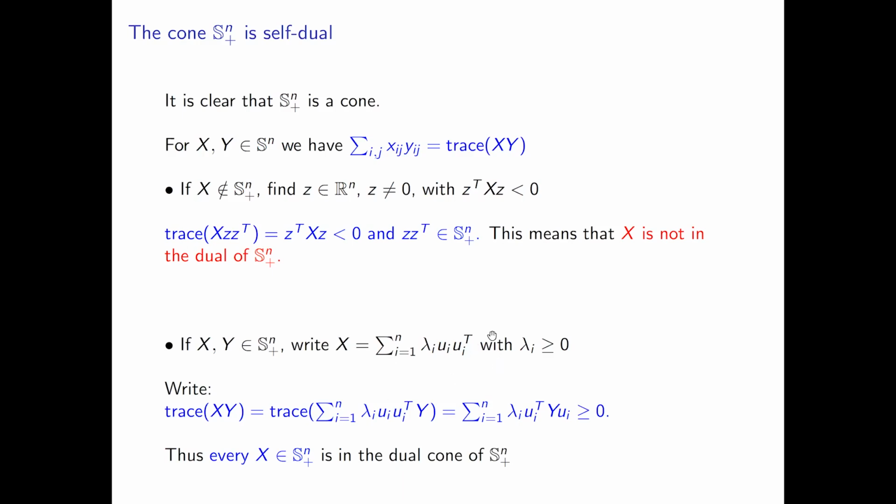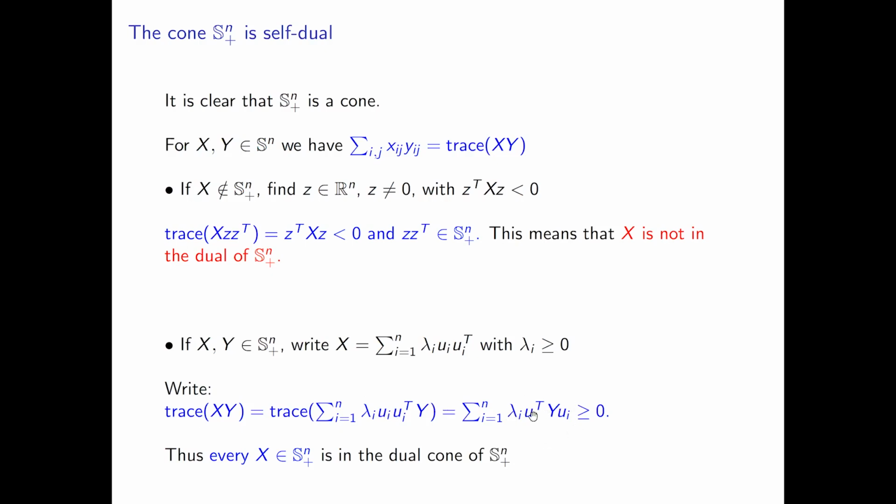So I write X like this, and I compute the inner product of X with any positive semi-definite matrix Y. So I'm computing the trace of X and Y. Let me spell out the trace here. I replace X by the sum of lambda i ui ui transpose. I can change the order of these multiplications as I like. So I move the Y between the ui and the ui transpose, and then I move the ui to the right, and this just gives me a bunch of numbers.